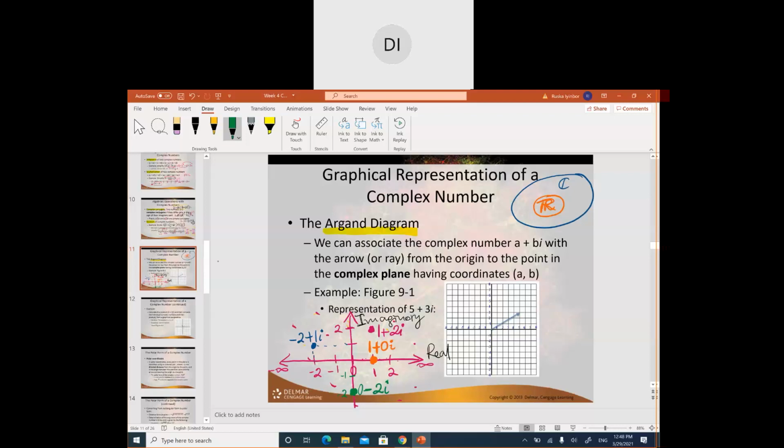So now let's look at the example they give us here. They give us the representation of the number 5 plus 3i. So this is how you're going to represent that number. You go 5 on the x-axis, and you go 3 on the imaginary axis, and wherever they cross, that's the point. Then you connect it with an arrow from the 0. So this is the representation of the imaginary number 5 plus 3i. Okay? Everybody understand that?